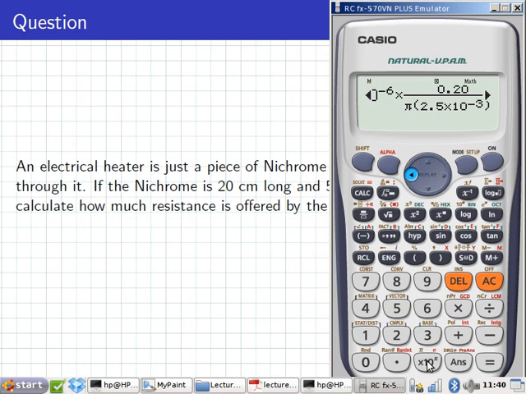And like you said, actually, maybe I'll write it the way you said it. 20 centimeters. So it's 20 times 10 to the minus 2. Okay, so let's see if you got the same answer. 0.011.